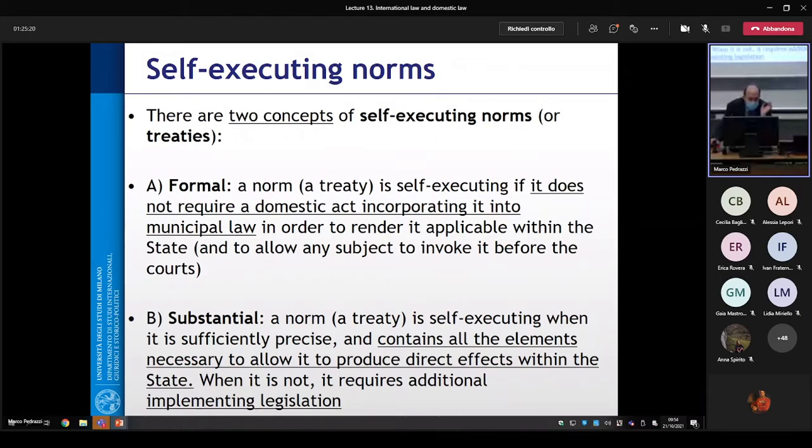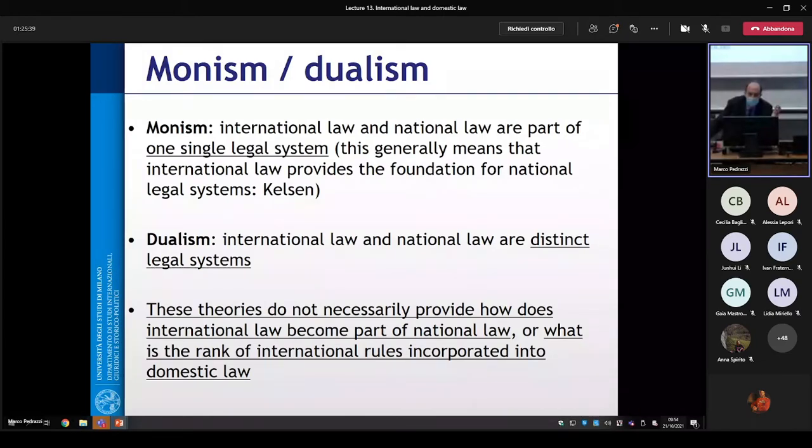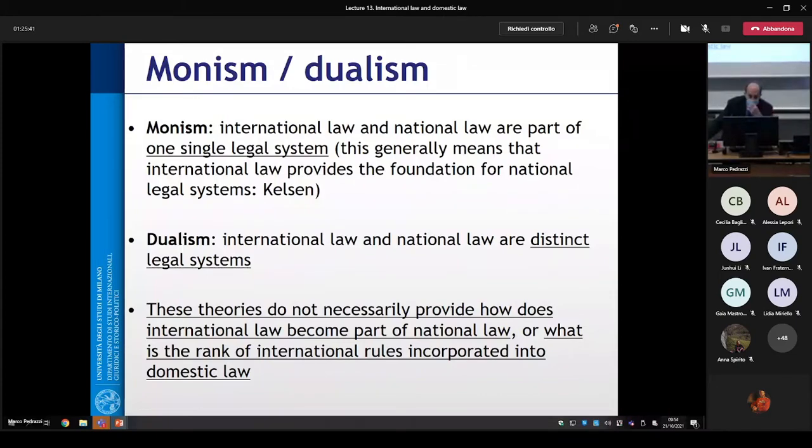Theoretically, a monist country should consider that treaties are self-executing. When they enter into force, they are self-executing, because they already belong to the national legal system. But I say theoretically.